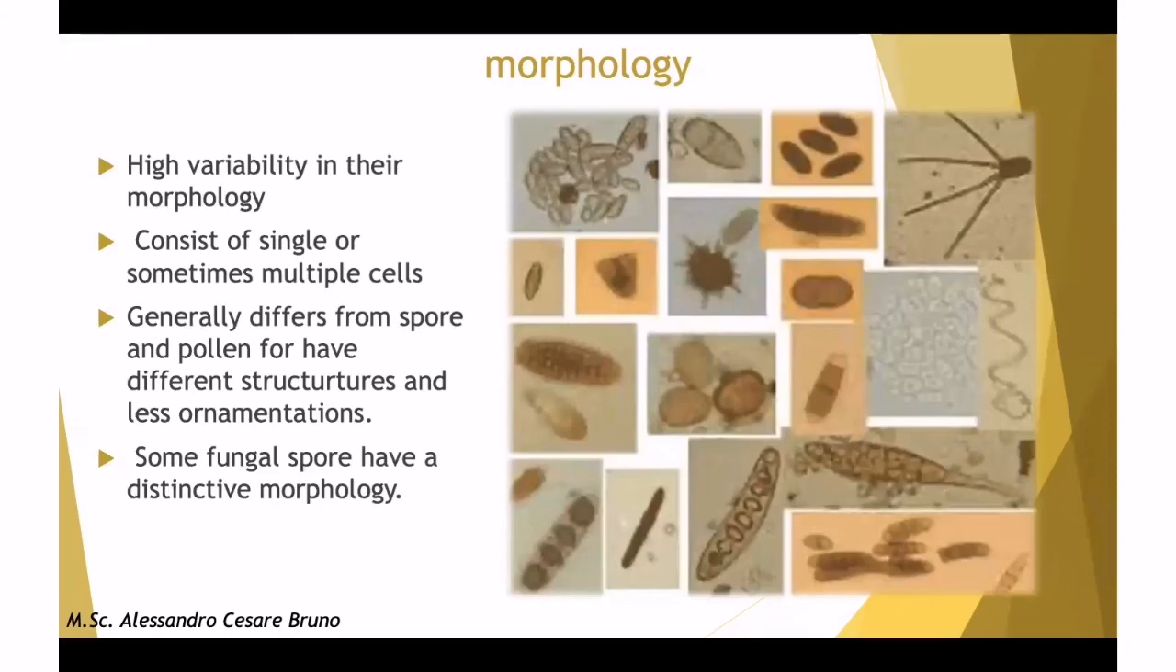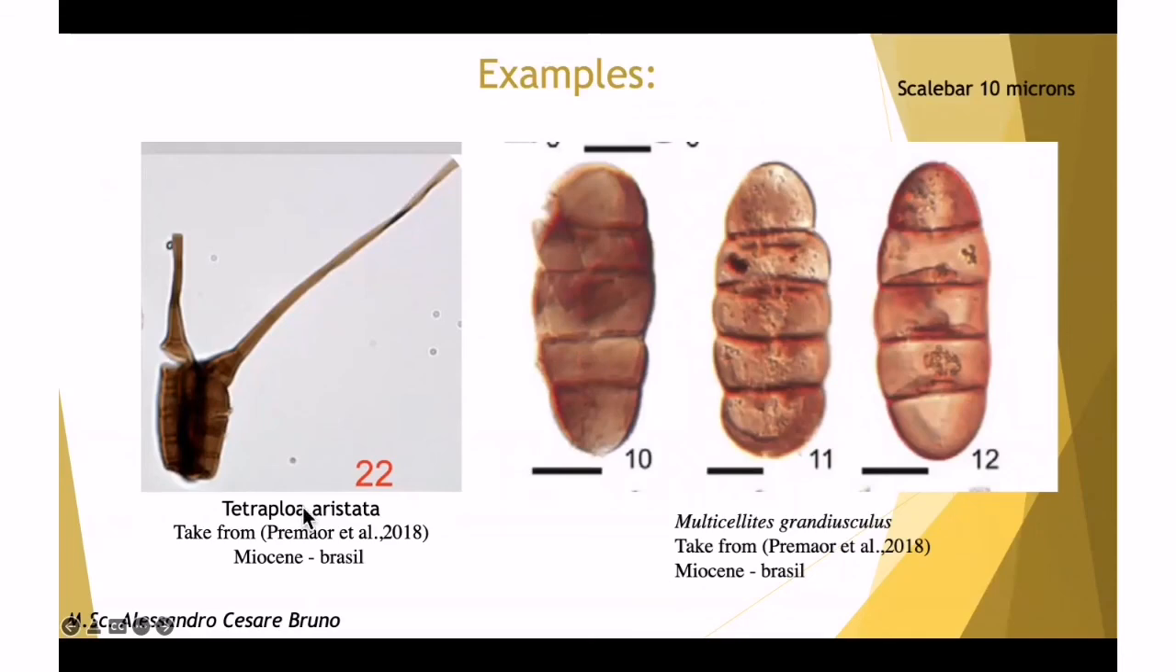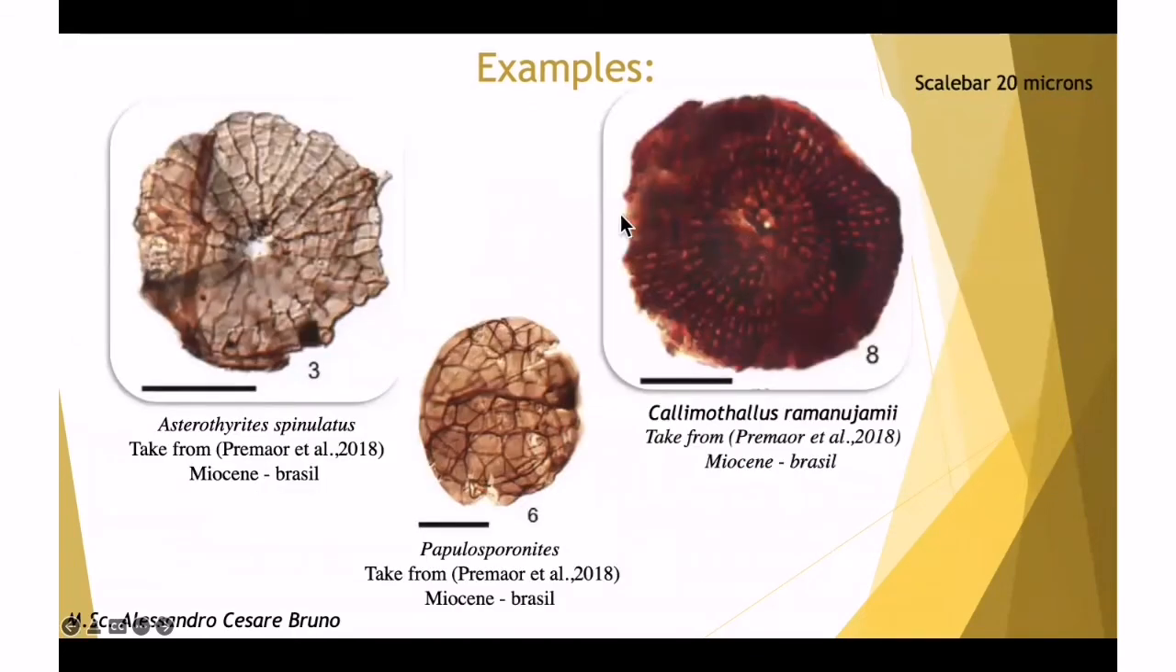And fungal spores are very particular because they have a very high range of variability of morphology, and they can differ from a single celled grain to a multi-celled grain to more complex structures. And here I put some fossil fungal spores, these are multi-celled grains from China. These are from the Neogene, and here we are in the Tertiary, and like fungal hyphae, they can create a very elongated multicellular structure, or they can create this kind of particular tetrapod structure, or they can be found like these kind of structures that are considered fungal fructification.